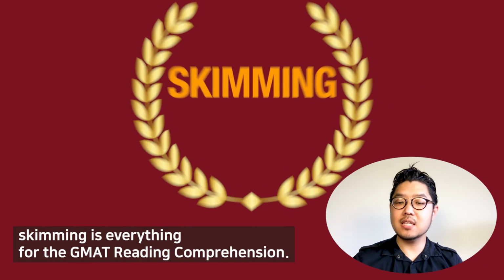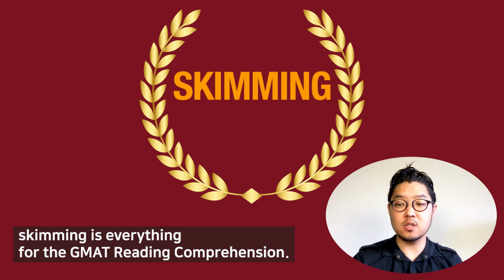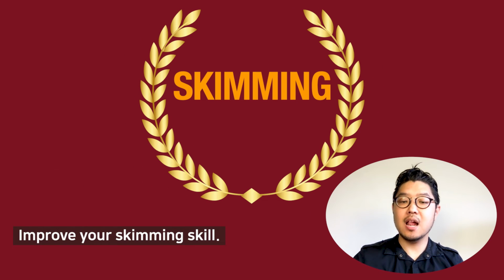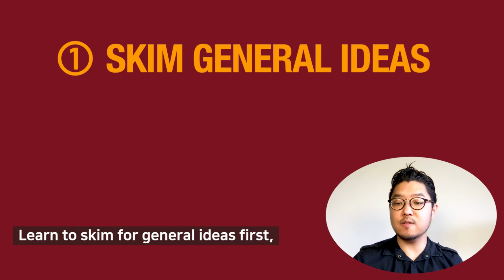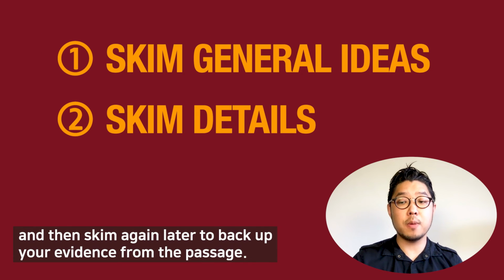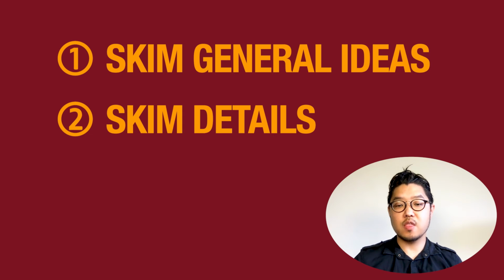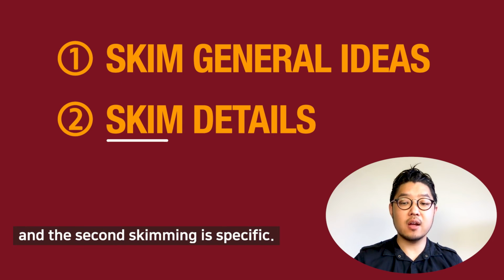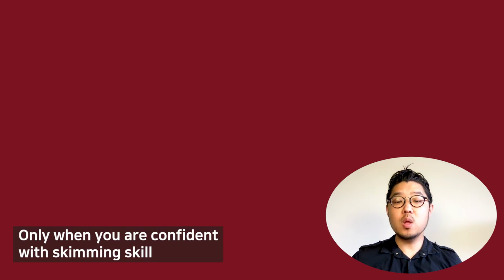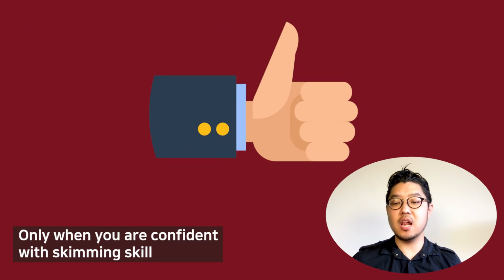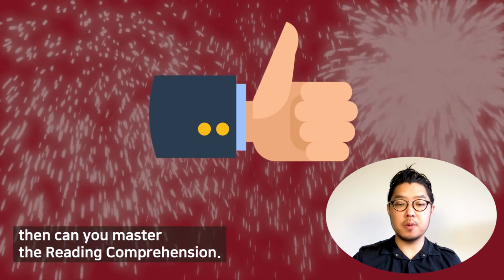In conclusion, skimming is everything for the GMAT reading comprehension. Improve your skimming skill. Learn to skim for general ideas first, and then skim again later to pick up your evidence from the passage. The first skimming is general, and the second skimming is specific. Only when you are confident with the skimming skill, then can you master the reading comprehension.